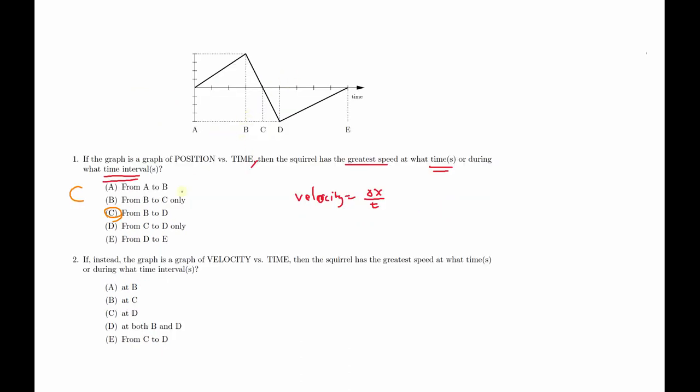Number 2, if instead the graph is a graph of velocity versus time, then the squirrel has the greatest speed at what time or during what time interval? So again, we're looking for the greatest speed, except this time the graph is changed. We have a vertical axis with velocity. So the unit of velocity is meter per second.